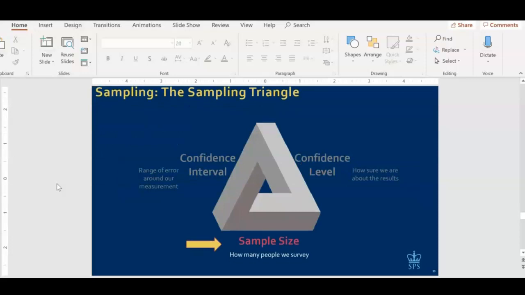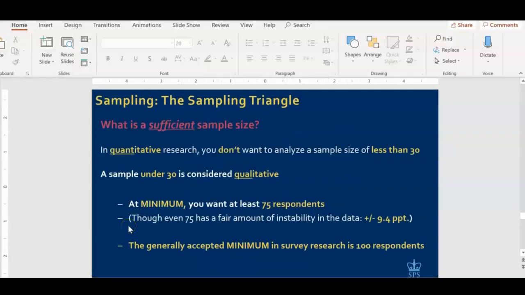Our last component in the sampling triangle is our sample size, which is how many people we've surveyed. And we've spoken a little bit about that in relation to our confidence interval and our confidence level. Things to keep in mind when doing quantitative research: you really want to stick with a robust base size. The stronger your base size is, or the higher your base size is, the more confident you will be in the results that you're seeing.